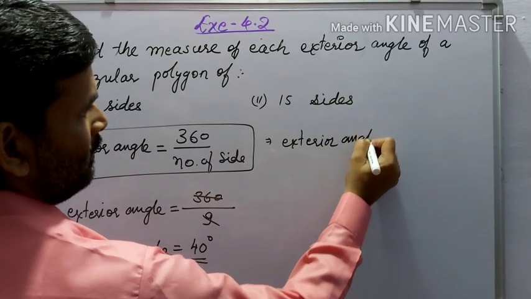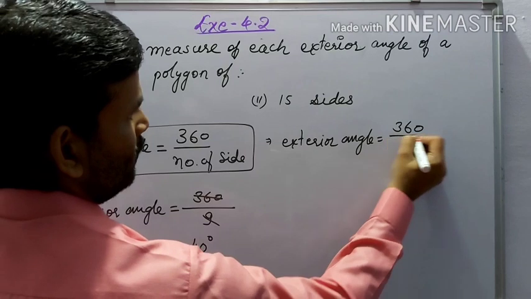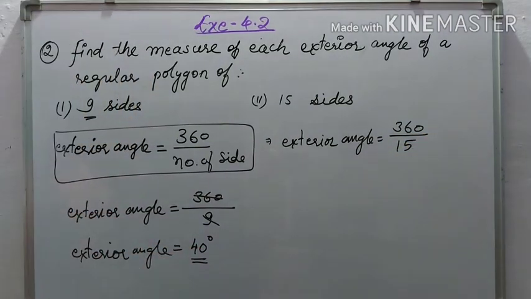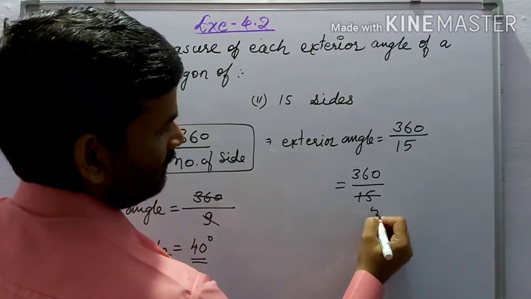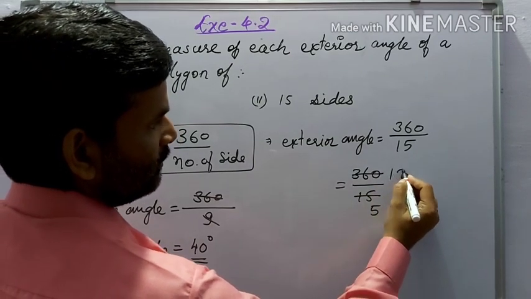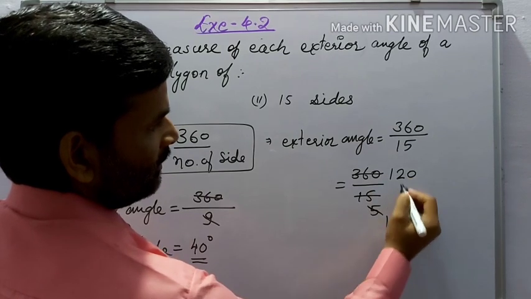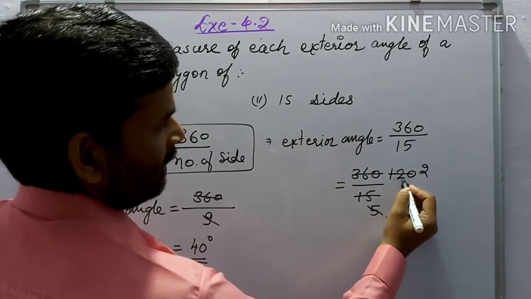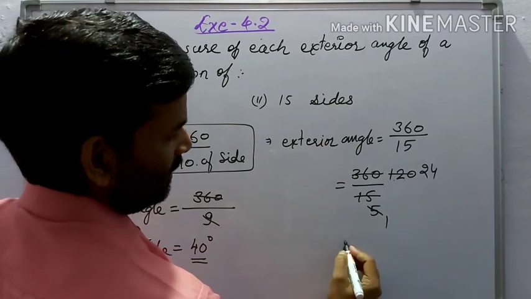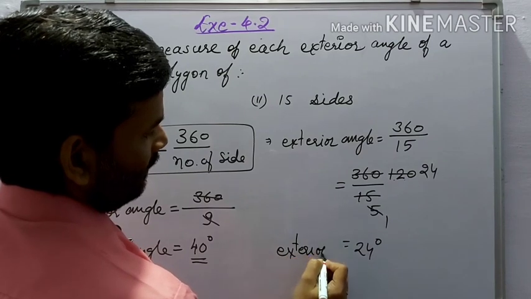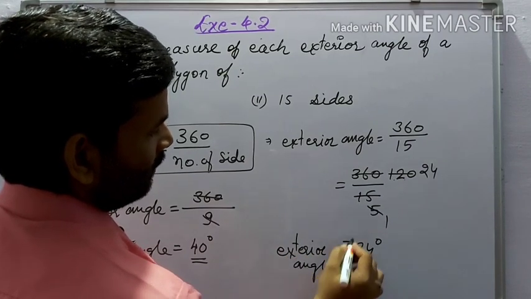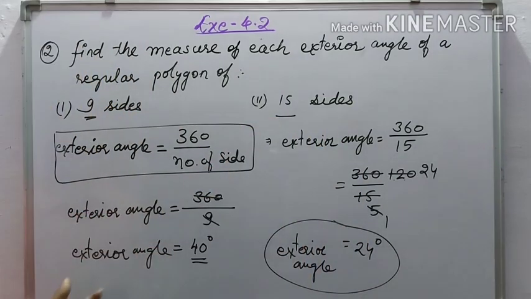Similarly for the next part: exterior angle is equal to 360 upon the number of sides, which is 15. Now 360 upon 15: first divide by 3. 360 divided by 3 is 120, and 15 divided by 3 is 5, so 120 divided by 5 is 24. So the answer is 24 degrees, the value of the exterior angle of the polygon when the number of sides is 15. Here the exterior angle of the polygon is 40 when the number of sides is 9.